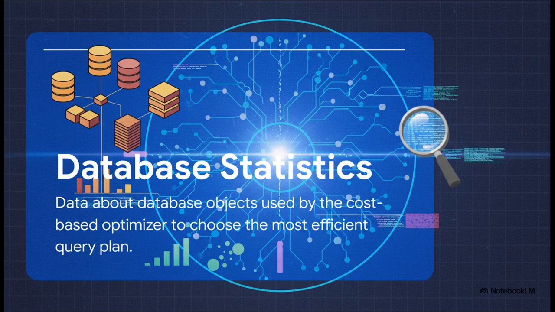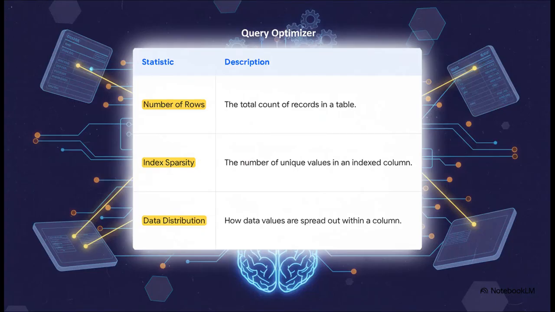It's basically metadata, which is just a fancy way of saying it's data about your data. It describes everything the optimizer needs to know: how big your tables are, what the data looks like, how it's all spread out. And this is so crucial because without good, up-to-date statistics, that super smart optimizer we were just talking about, it's flying completely blind.